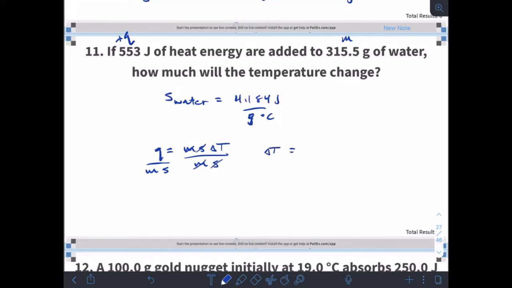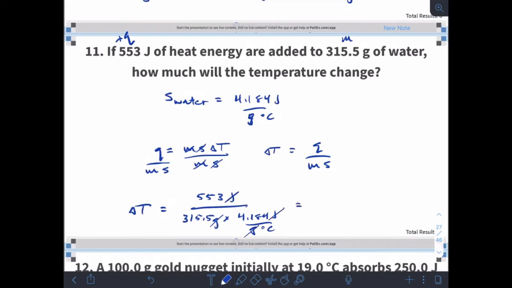So delta T equals Q over ms. So our change in temperature will be 553 joules. That's our Q. Our mass was 315.5 grams. And our S is 4.184 joules per gram degrees C. All right, so my grams will cancel. My joules will cancel, leaving me with an answer in degrees C.